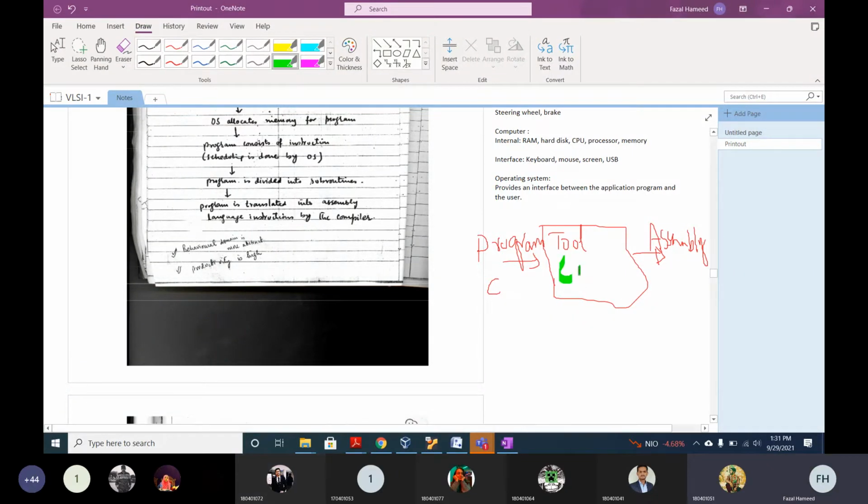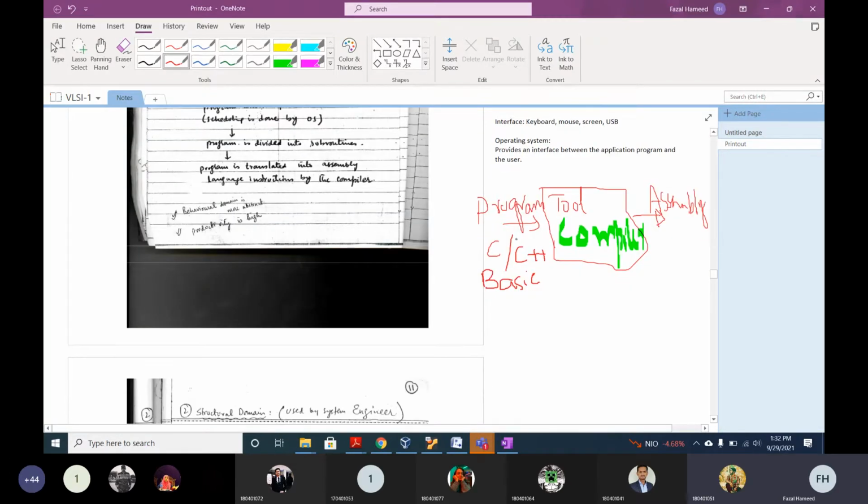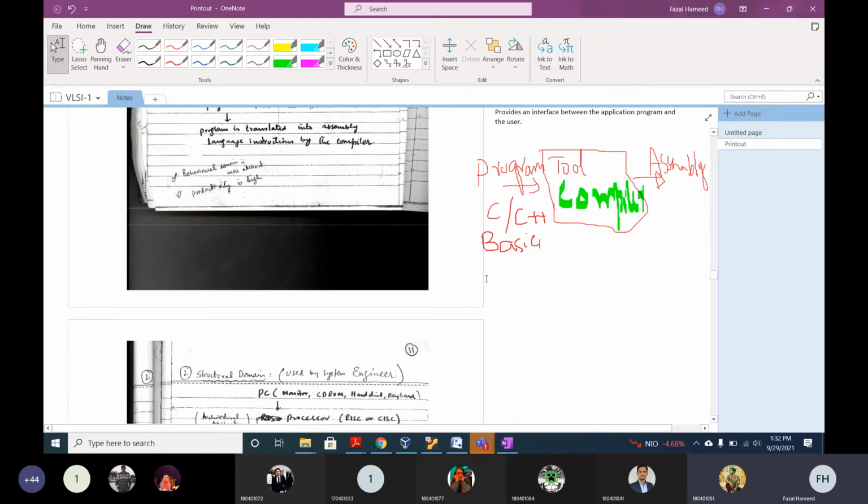So the compiler transforms a program that is written in a high level language. There are different examples of high level languages. It may be C, C++, or maybe BASIC. There is a compiler that transforms this high level program into assembly language instructions. So what is the role of a compiler?